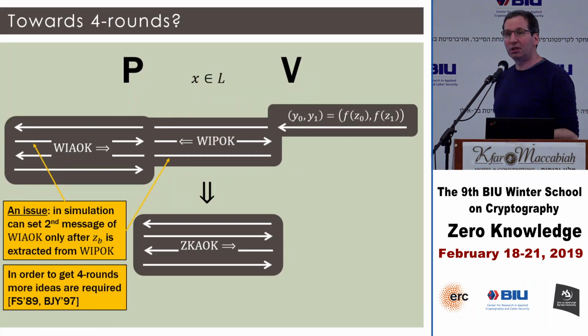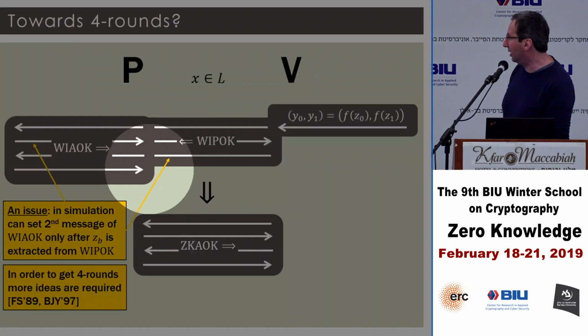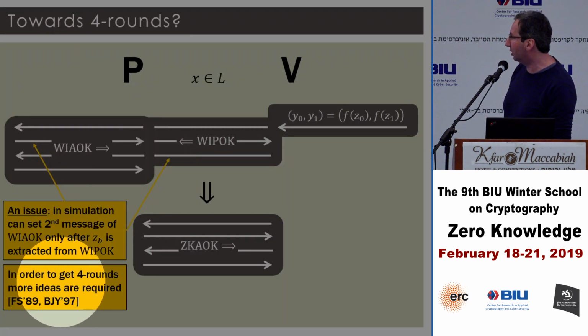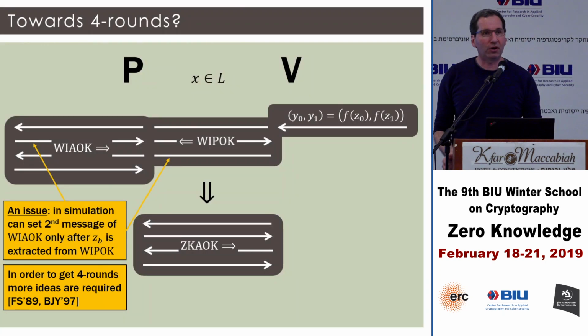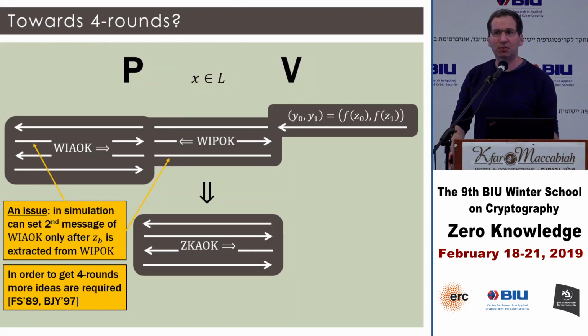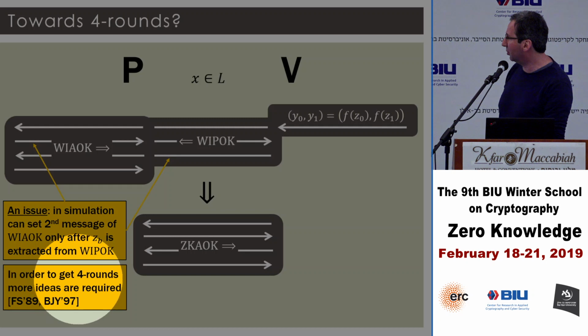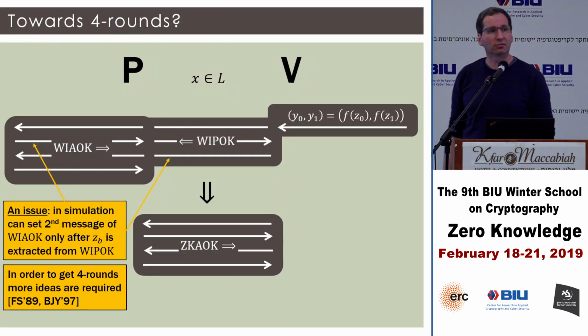In any case, you can do it in a different way. There's a paper by Bellare, Jacobson, and Jung from '97, where they show that you can get 4-round arguments from any one-way function. Feige and Shamir show it based on discrete log, a specific assumption. And the interesting technique by Bellare, Jacobson, and Jung, I think they use garbled circuits or something related, which is interesting in the context of zero knowledge.